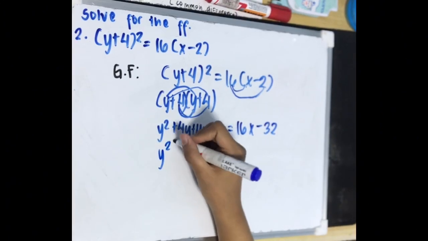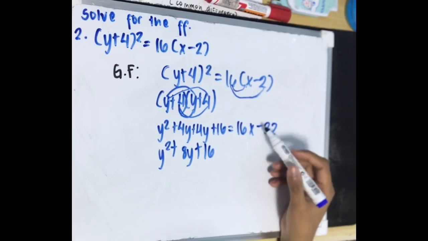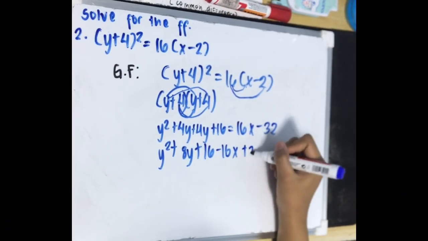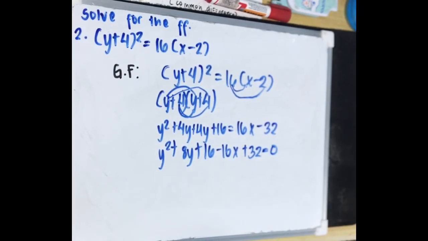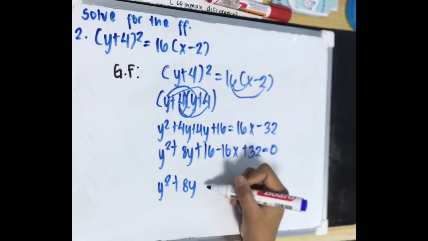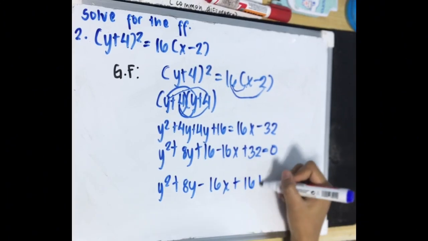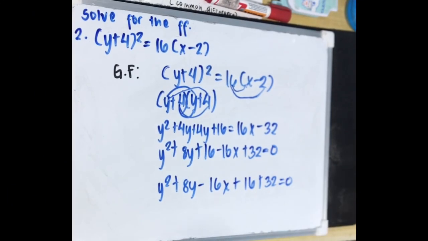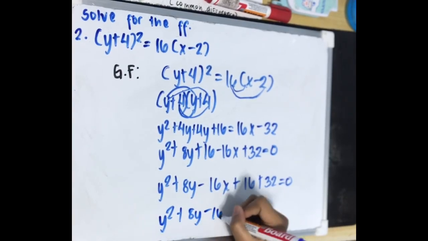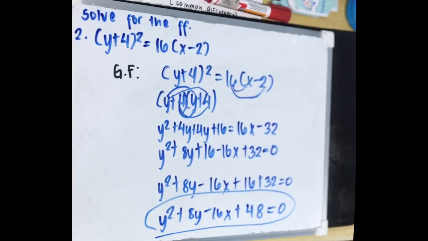So, y squared plus 4y plus 4y is 8y. 16, and kailangan po natin ipasok si 16x na equal, so magiging negative 16x siya, and magiging positive 32. So, isimplify po ulit natin. So, y squared plus 8y minus 16x plus 16 plus 32. So, ayan po. So, the final answer will be y squared plus 8y minus 16x plus 48. So, ito po yung general form natin.